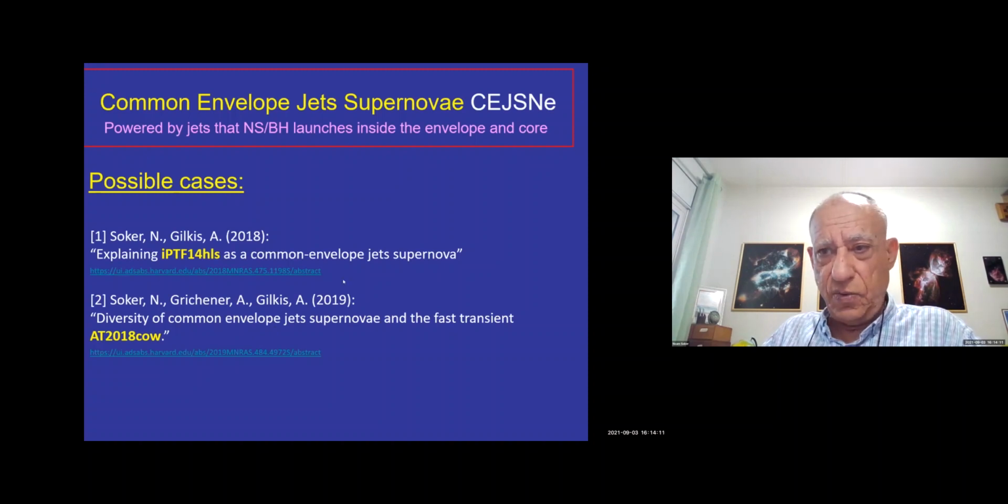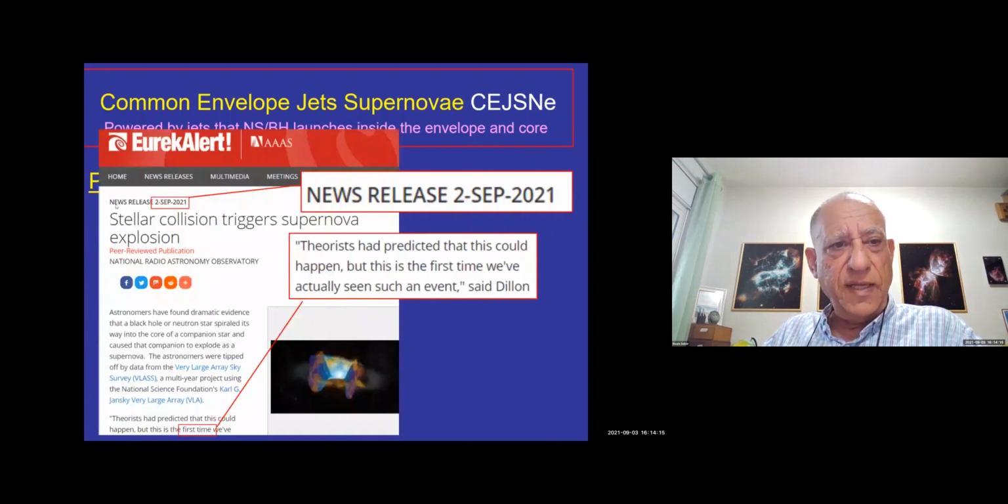Are these two examples the only ones? No. Here you find the news release from the 2nd of September 2021. So this was yesterday. The paper is actually from today, so it was released yesterday, and they say theorists have predicted this. They talked about jets from a neutron star or black hole getting into the core of a star. Theorists had predicted this could happen, but this is the first time we have actually seen such an event.